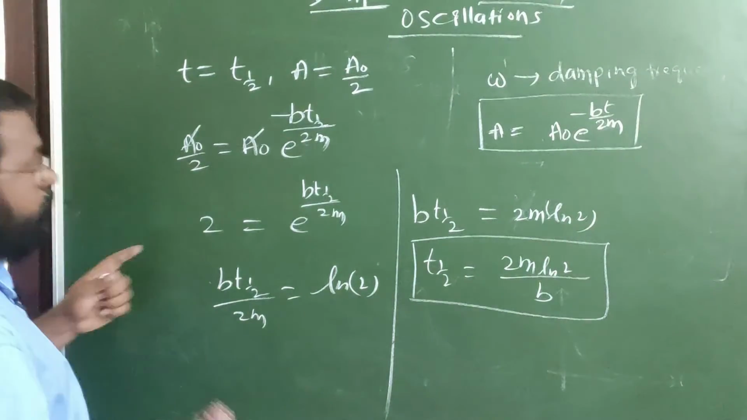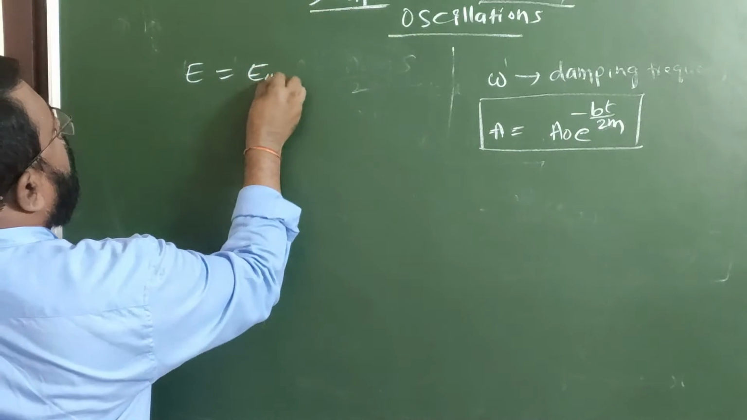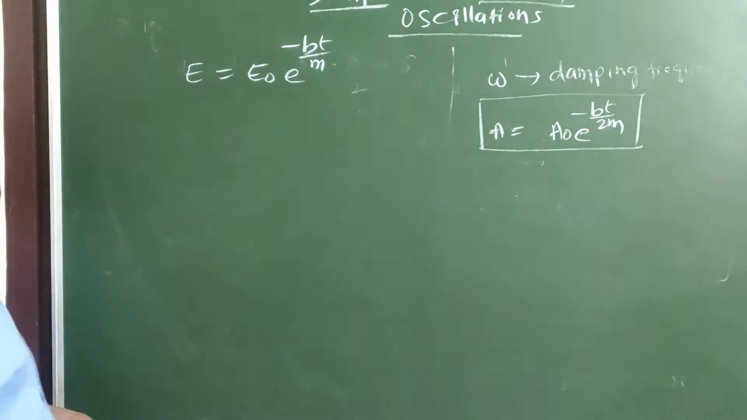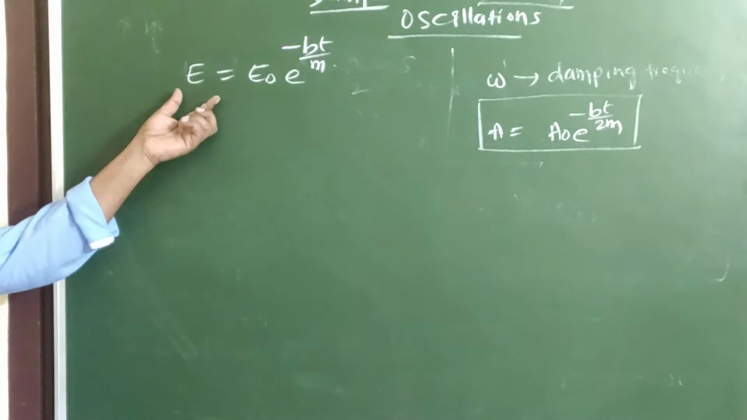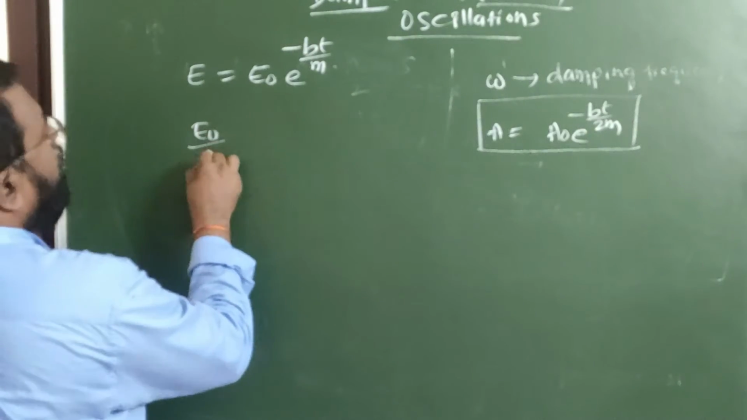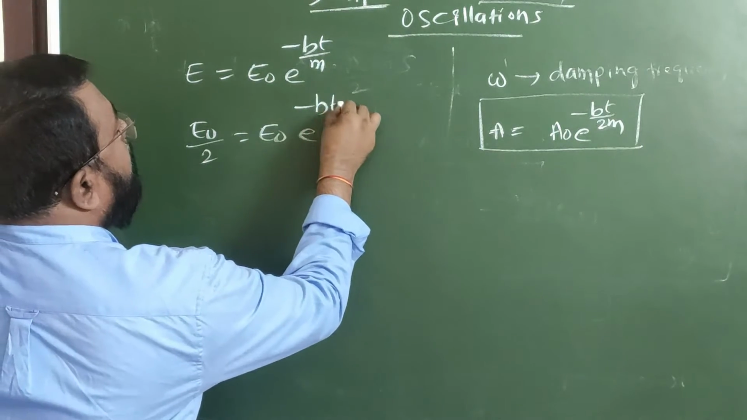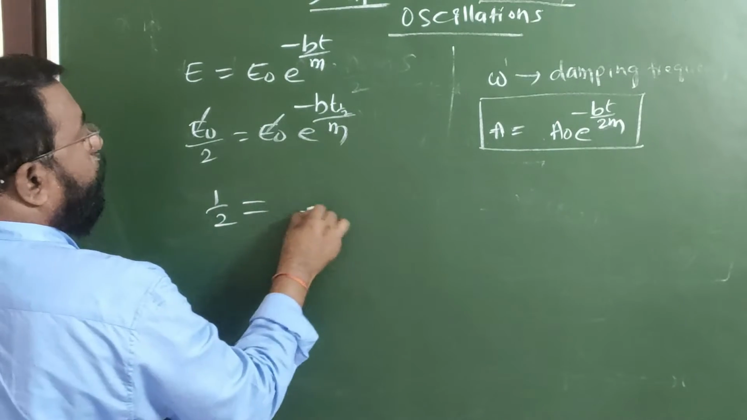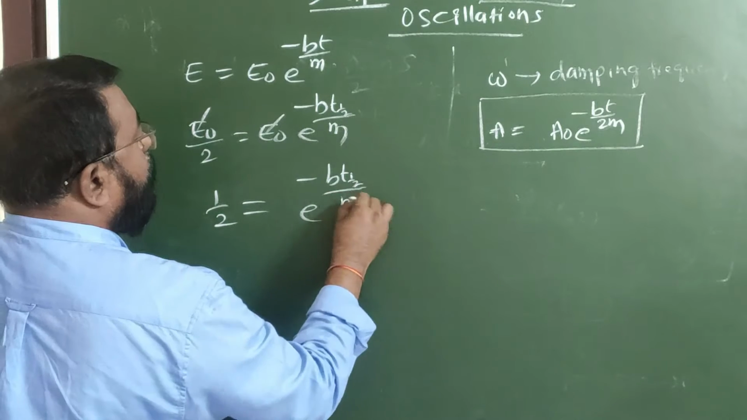Like that, E is equal to E naught into e to the power of minus bt by m. This is the energy at any time t. What is the time taken for the energy to become half of the initial value? Therefore, this becomes E naught by 2 is equal to E naught into e to the power of minus b, this is t half by m. E naught cancels, 1 by 2 is equal to e to the power of minus b t half by m.